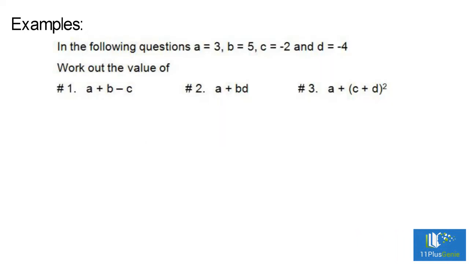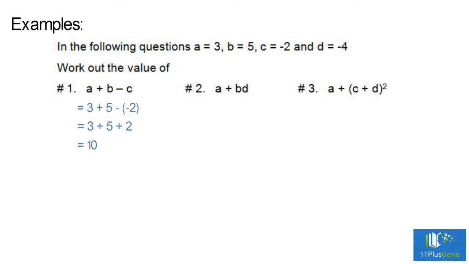Examples. In the following questions, A equals 3, B equals 5, C equals negative 2, and D equals negative 4. Number 1. Work out the value of A plus B minus C. If we substitute the numbers, we have 3 add 5 take away minus 2. This simplifies to 3 add 5 add 2, which equals 10.